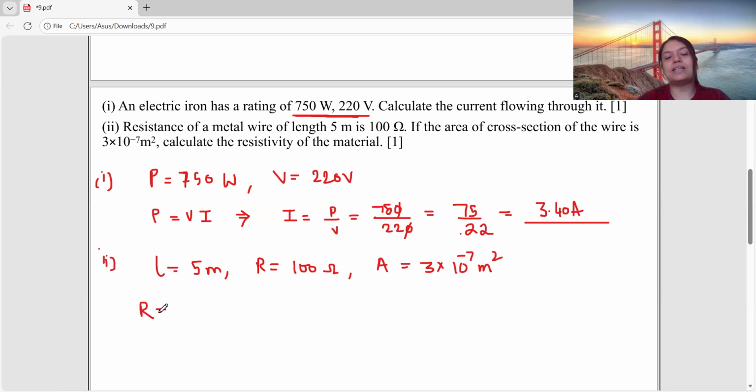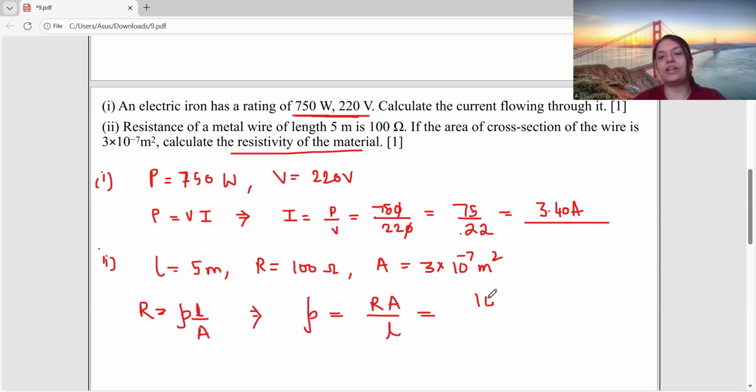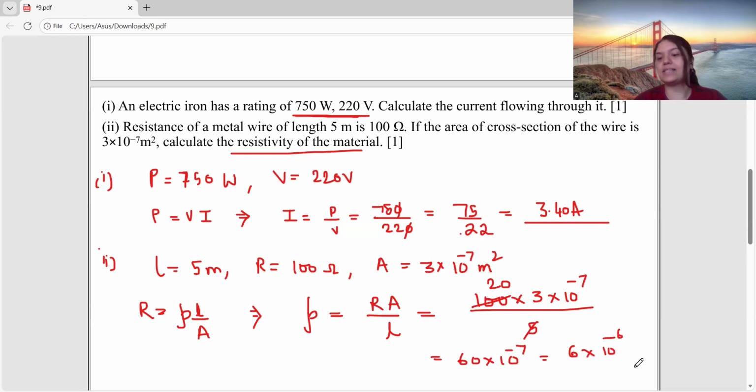So we know R is equal to rho L by A. What is this rho? The rho is the resistivity. So we have to calculate the resistivity of the material. So rho will be, let's rearrange the other terms, RA by L. We can substitute 100 into area divided by length, which is 5. So that's 60 into 10 to the power minus 7, or you can also write 6 into 10 to the power minus 6. It's up to you.